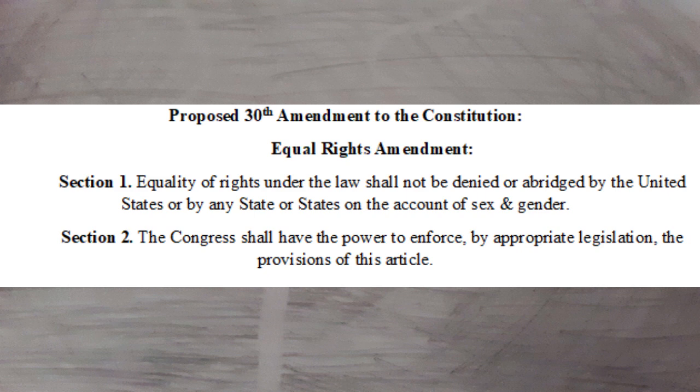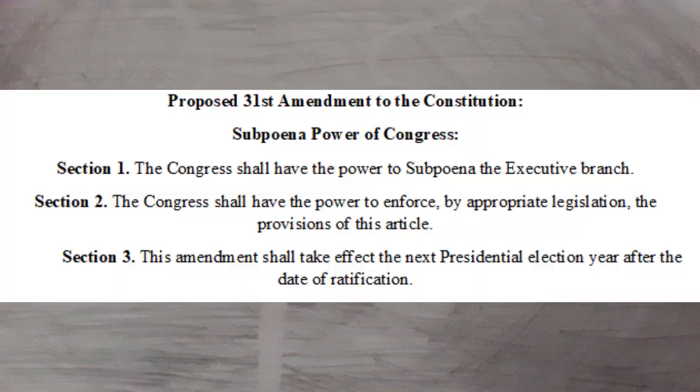Those who are being judged have a right to speak about how they are being judged. Proposed 30th Amendment to the Constitution, Equal Rights Amendment. Section 1. Equality of rights under the law shall not be denied or abridged by the United States or by any state or states on the account of sex and gender. Section 2. The Congress shall have the power to enforce by appropriate legislation the provisions of this article. The idea of this amendment is to give equal protection rights to women and LGBTQIA+ people.